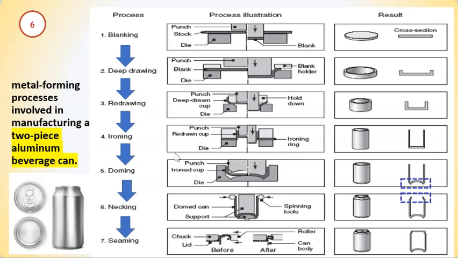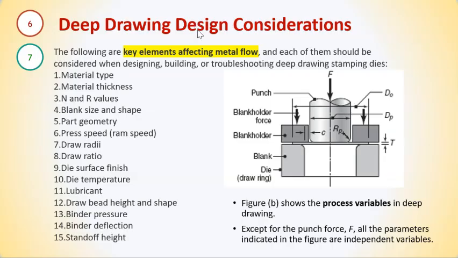So it's not one straight process, but you have a few steps involved. For the drawing design consideration, there are lots of process variables that you can control to have the best output. Some of them are the punch force, and the holder, how tight it is going to be, and then the shape, the height of the die, and the diameter and so on. As shown here, you can have up to 15 variables that you can adjust to get the best output.